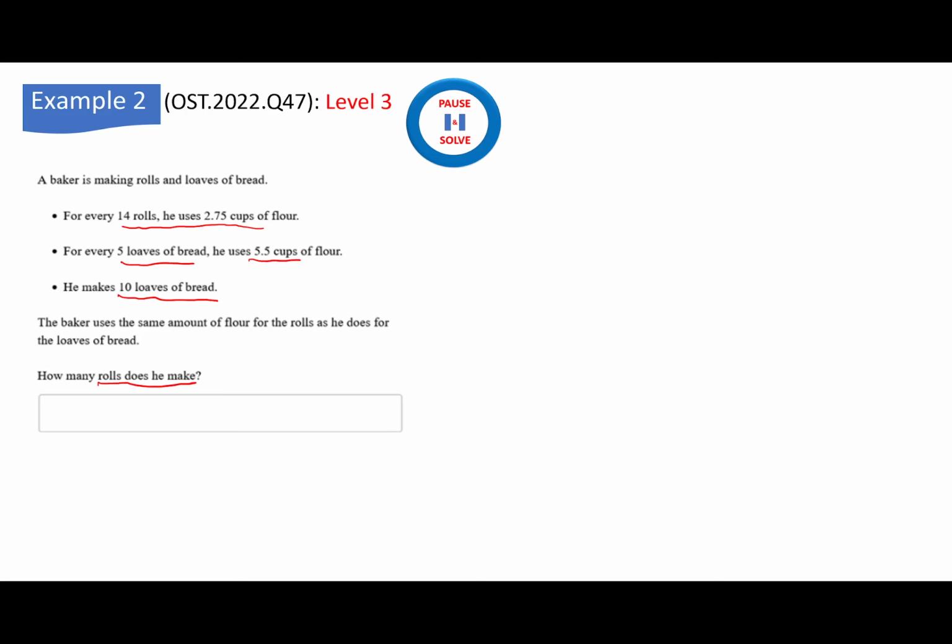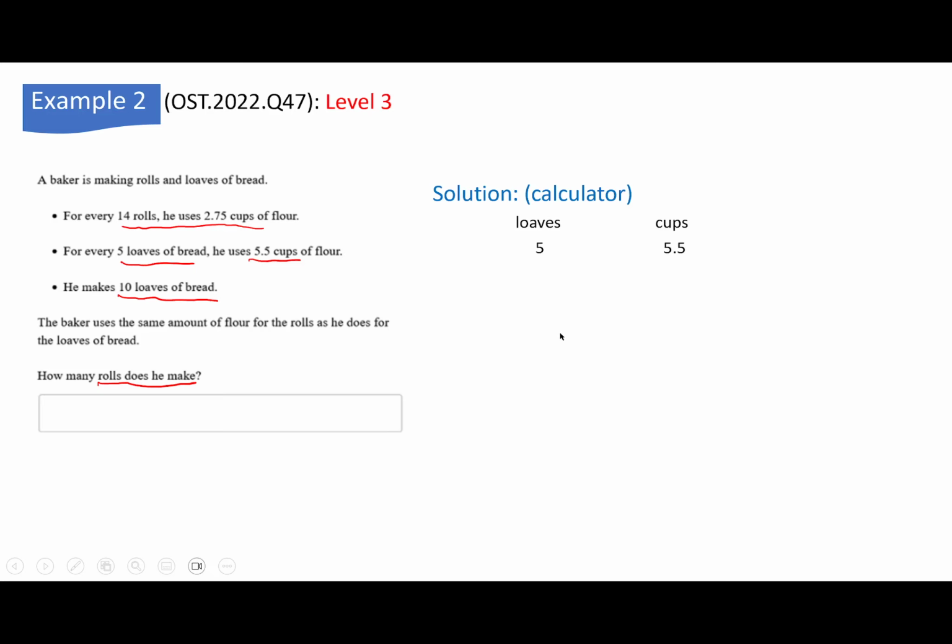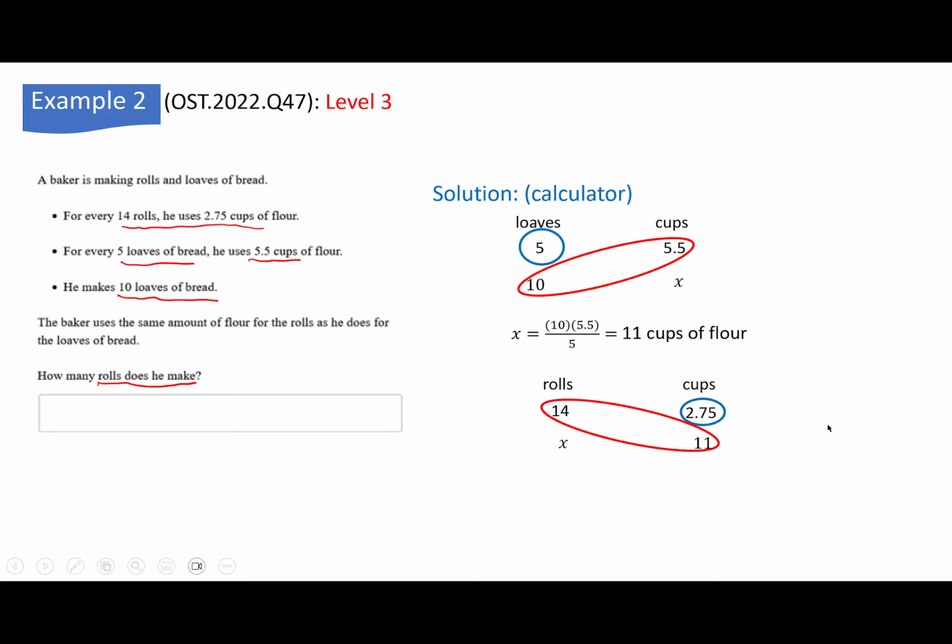In order to know how many rolls he makes, you need to know how much flour he's using. So let's start with first loaves and cups. 5 loaves, 5.5 cups. 10 loaves he made. He uses X amount of cups. So he uses 11 cups of flour. Now we go to the rolls. 14 rolls, 2.75 cups. But he is using 11 cups now, X. Cross multiplication, we have been using it over and over again. Very important. Then X will be 56 rolls.